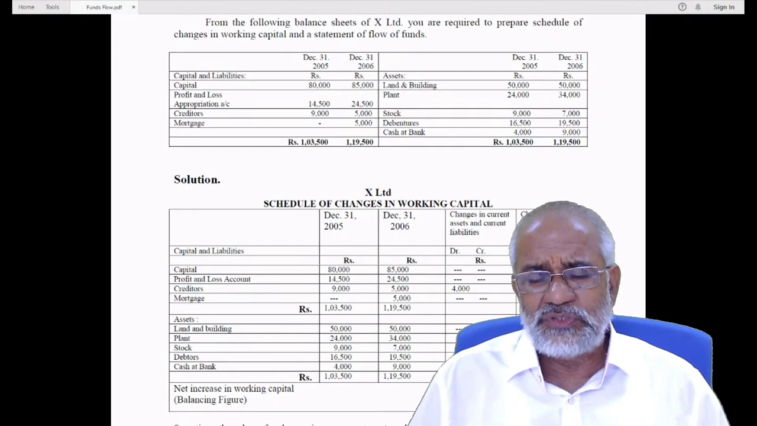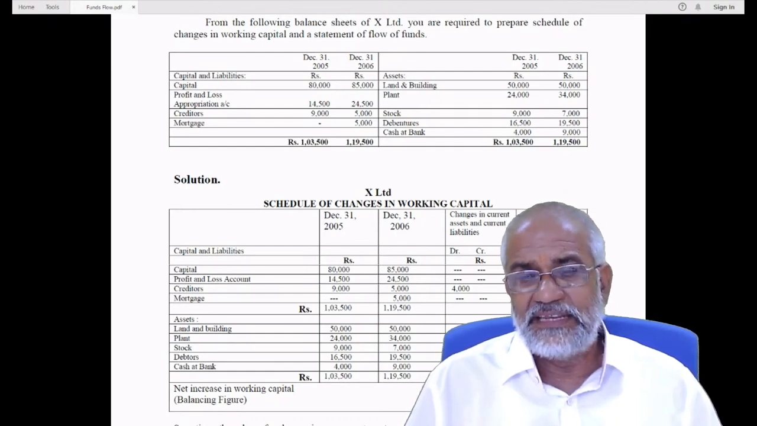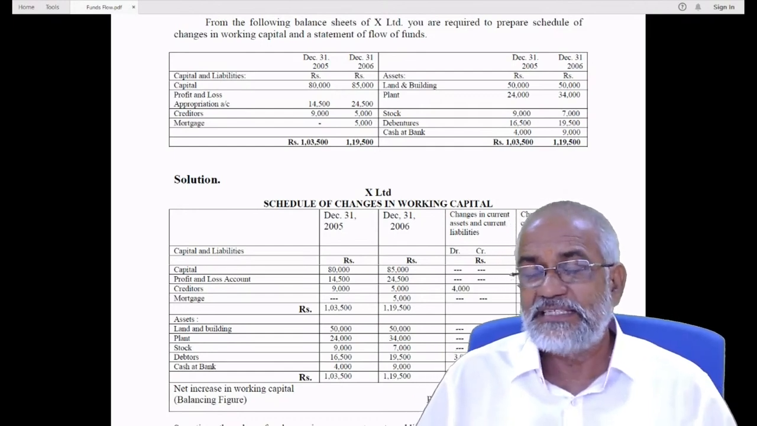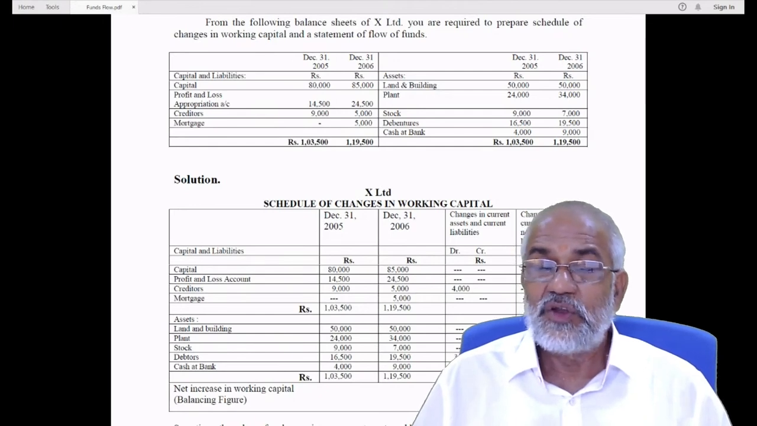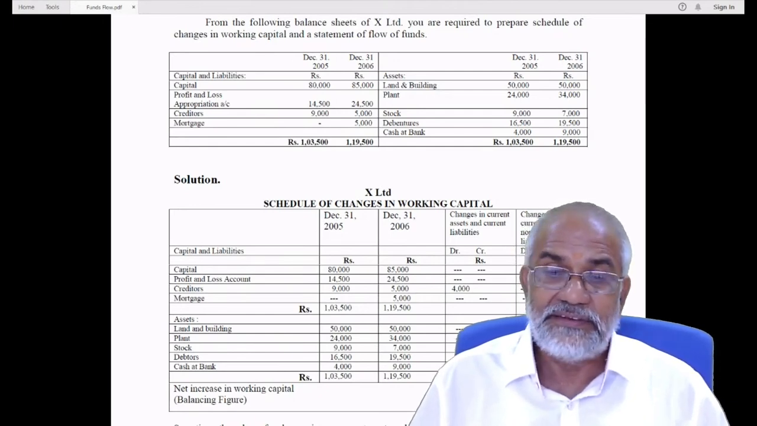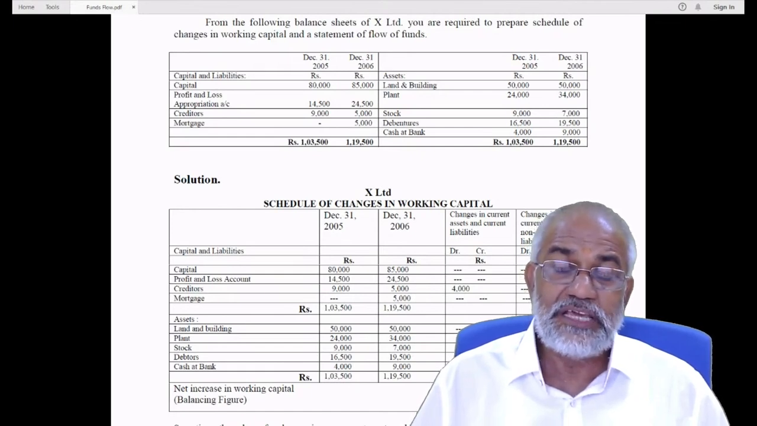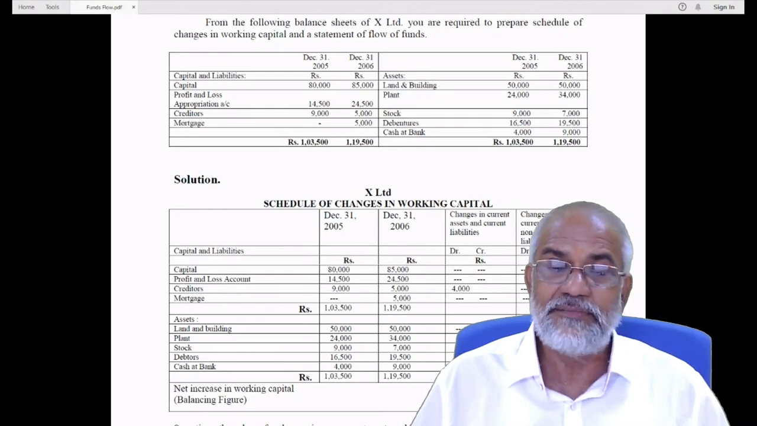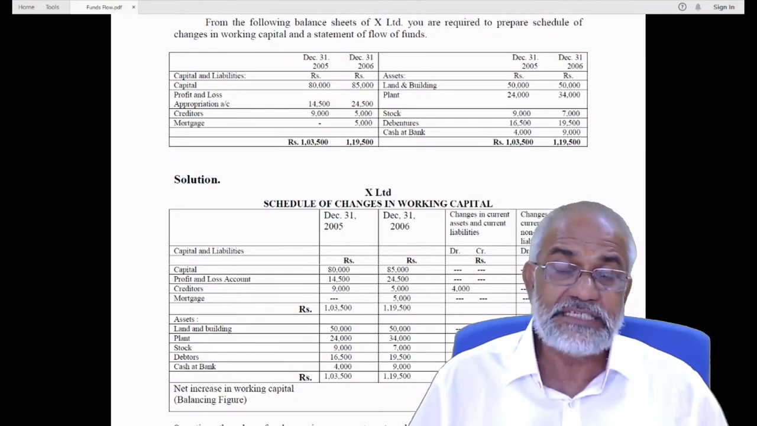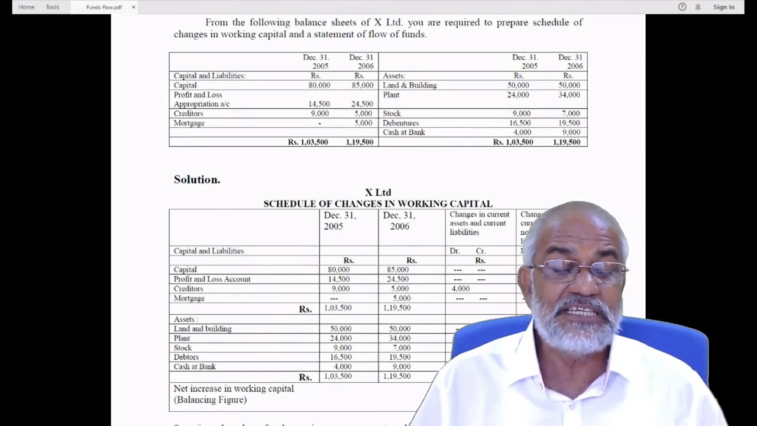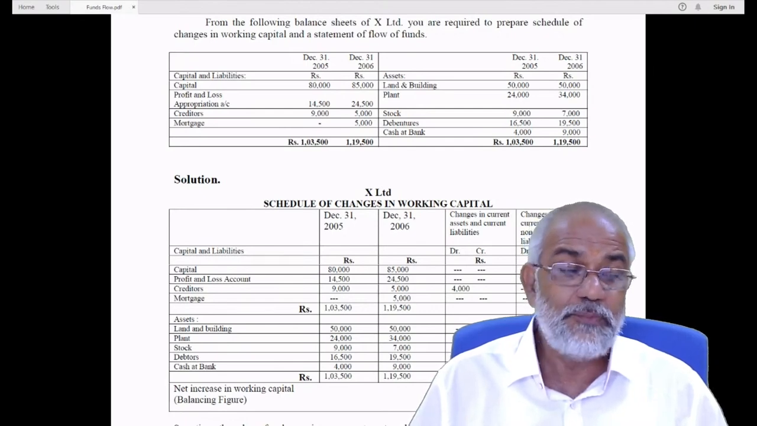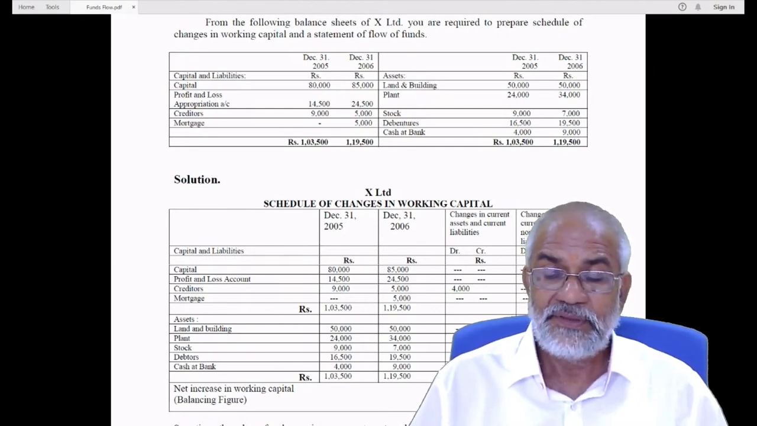Normally, in most books, you will see that the last two columns are not there. That means changes in non-current items are not given, because the changes in working capital is only confined to changes in current items, that means current assets and current liabilities. But in our own interest, we must prepare these two additional columns for changes in non-current categories, because it will help us in two ways.